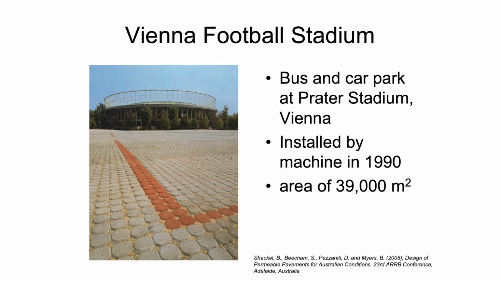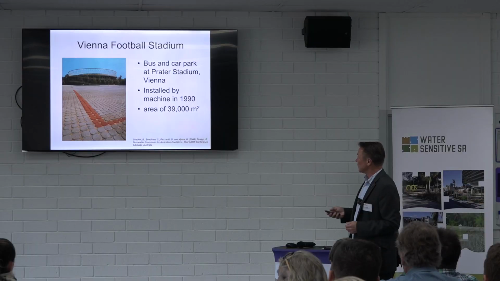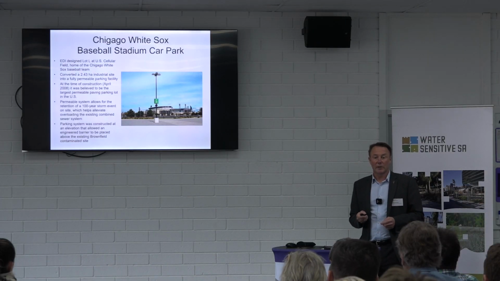I'll take you through some international, one from Europe, I think 3 from the USA, 3 from South Africa, and I'll finish with 4 from Australia. So Vienna Football Park was one of the very first huge developments with permeable paving. It was called the Prater Stadium at the time, but it's changed its name since then. It was installed by machine back in 1990. That was incredibly innovative at the time. Machines that I use quite frequently nowadays, but at that time, that was very, very innovative. And the area was huge, 39,000 square metres, still very large by today's standards, and still functioning well. All of these are still functioning well, by the way.